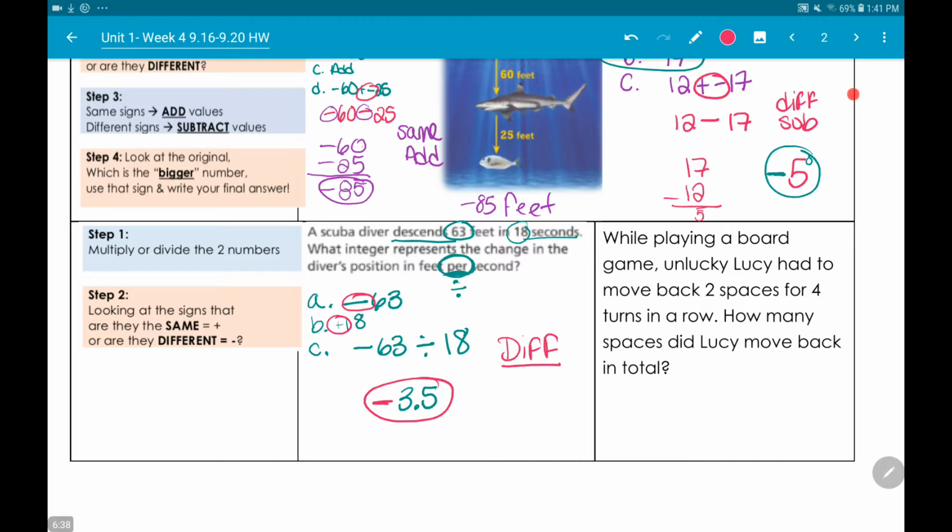All right, last one. While playing a board game, Unlucky Lucy moves back 2 spaces for 4 turns in a row. So she moves back 2 spaces, so negative, for 4 turns. How many did she move in total? Whenever it says in total, we are multiplying or adding. And in this case, it is multiplying. So 2 times 4, I get negative 8 spaces. All right, that is all.